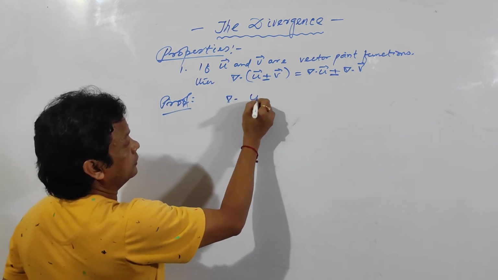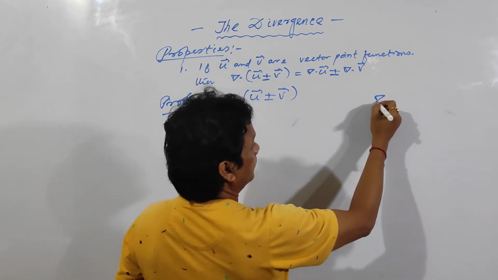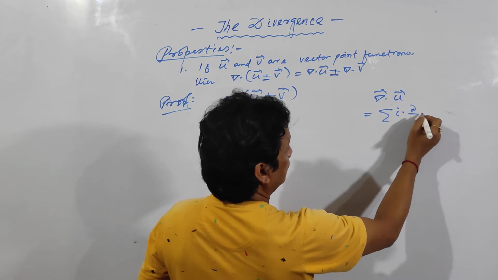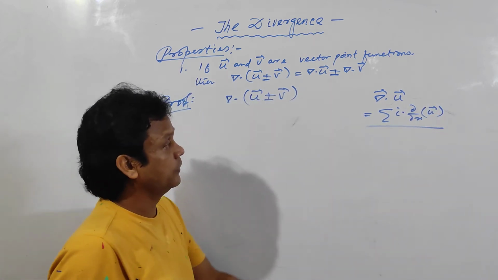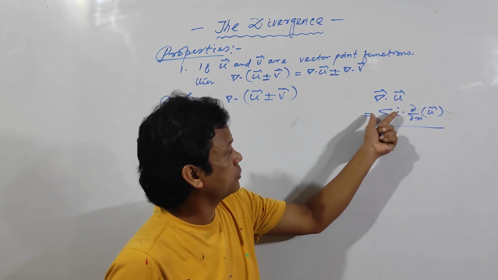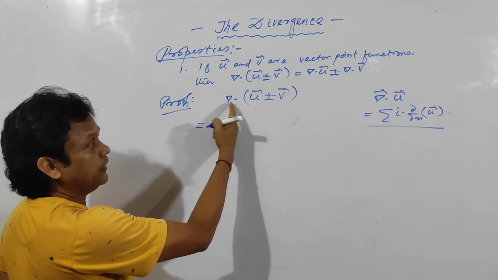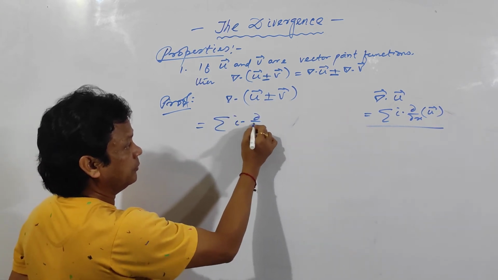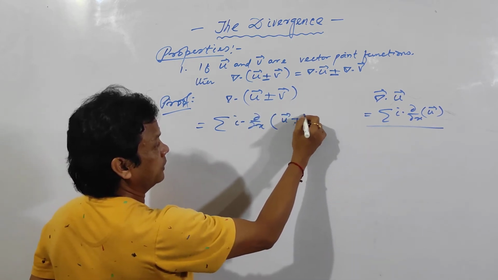del dot (u plus minus v). I have already told you the definition of del dot u: summation i dot del by del x of u. This is the definition. Del dot u is equal to summation i dot del by del x of u. See here, del dot (u plus minus v) is summation i dot del by del x of (u vector plus minus v vector).